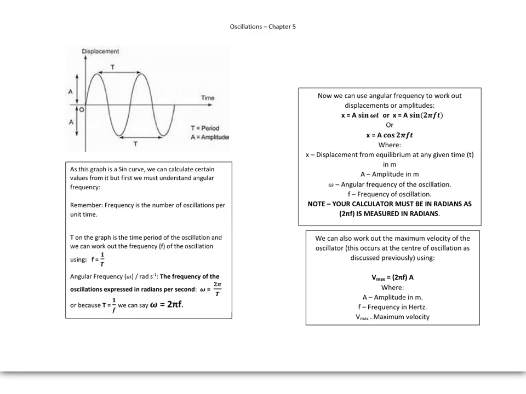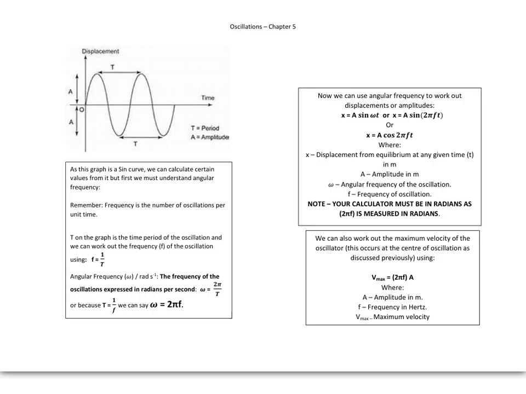And this can be seen on a graph as x equals amplitude times sine of angular frequency times time, where x is the displacement from the equilibrium position, A is the amplitude, ω is the angular frequency of the oscillation, f is the frequency of oscillation. For these equations your calculator must be in radians, as 2πf is measured in radians.